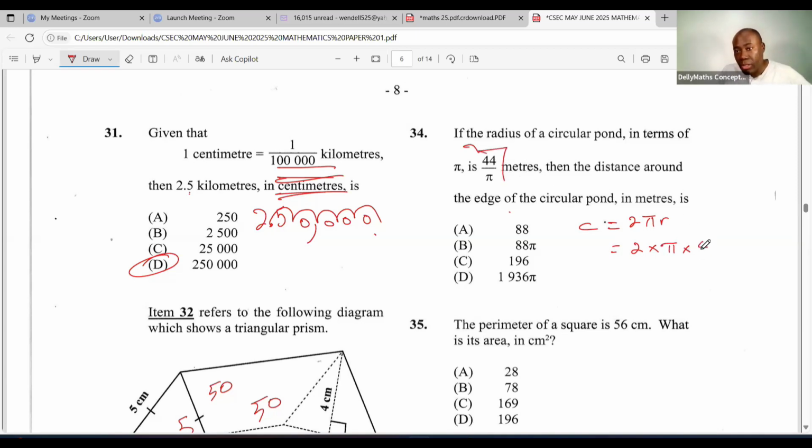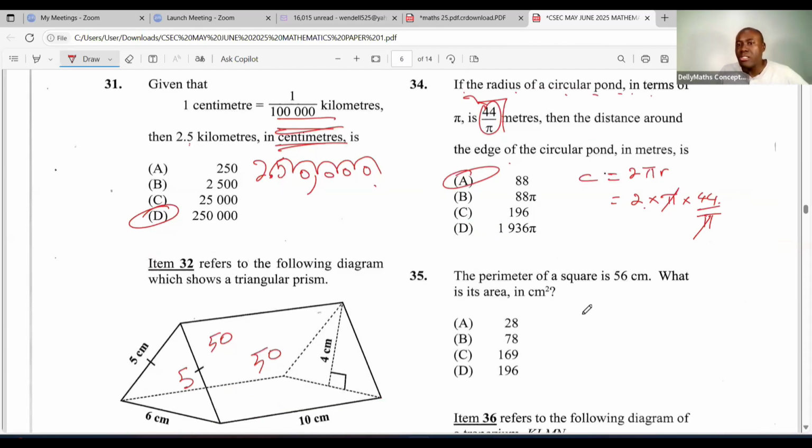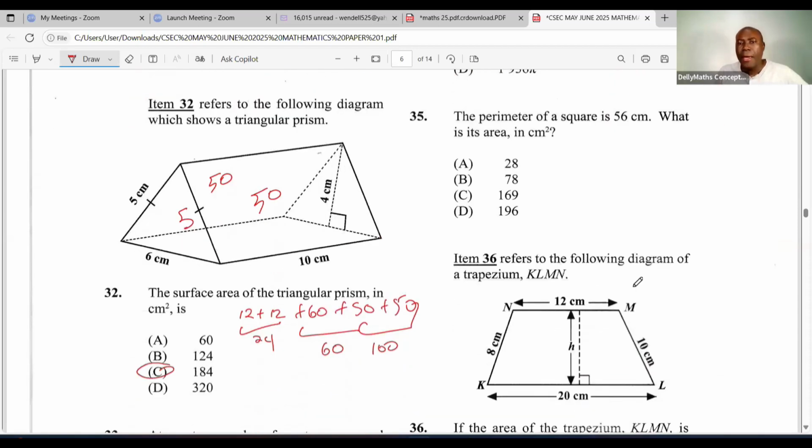So they told us that that's the radius. You could read the question over if you want. If the radius of the circle in pi is this, so this is the radius, so 2 pi r, pi cancels pi, 2 times 44, that's the circumference, which is the distance along the edge, 88. The perimeter of a square: if we take the 56 and divide it into 4 equal pieces, you're trying to find what one side is. So for this square, it's 14 here, 14 there, 14 there, 14 there. What is the area? 14 times 14, everybody knows 196.